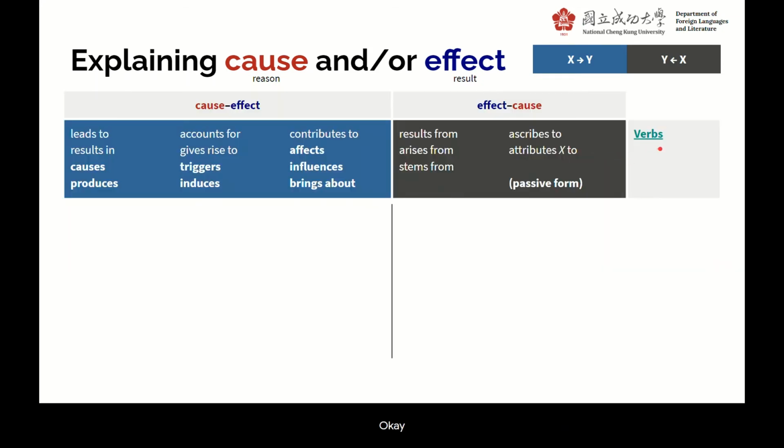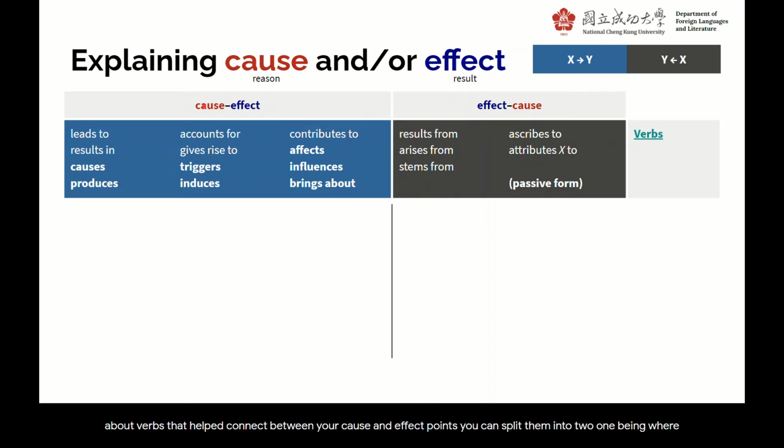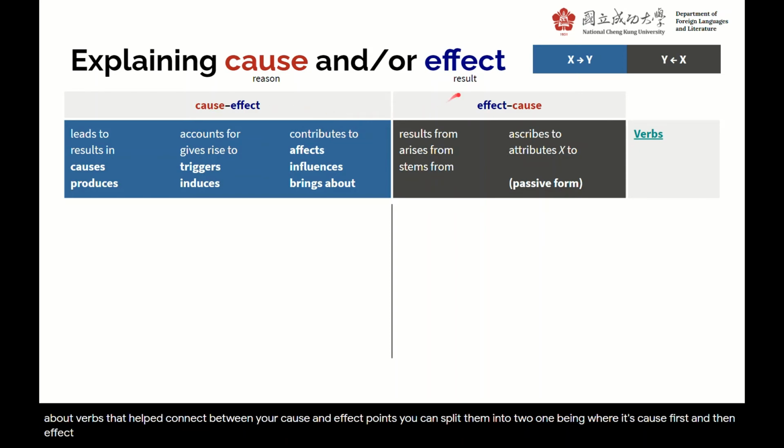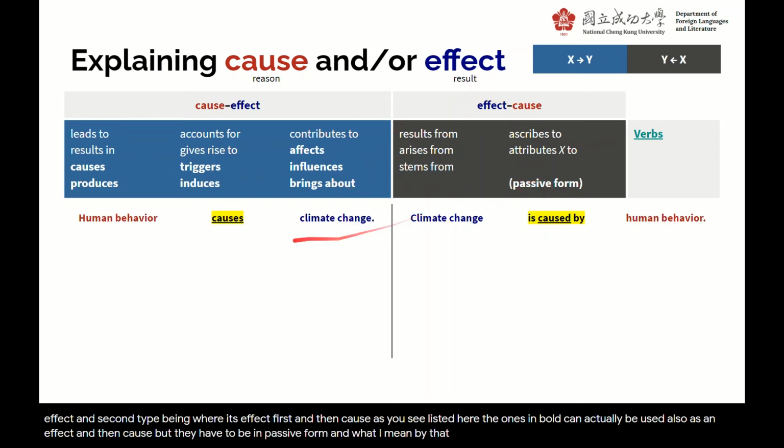When talking about verbs that help to connect between your cause and effect points, you can split them into two. One being where it's cause first and then effect, and the second type being where it's effect first and then cause, as you see listed here. The ones in bold can actually also be used as an effect and then a cause, but they have to be in passive form. And what I mean by that, if you remember, passive form is like this.